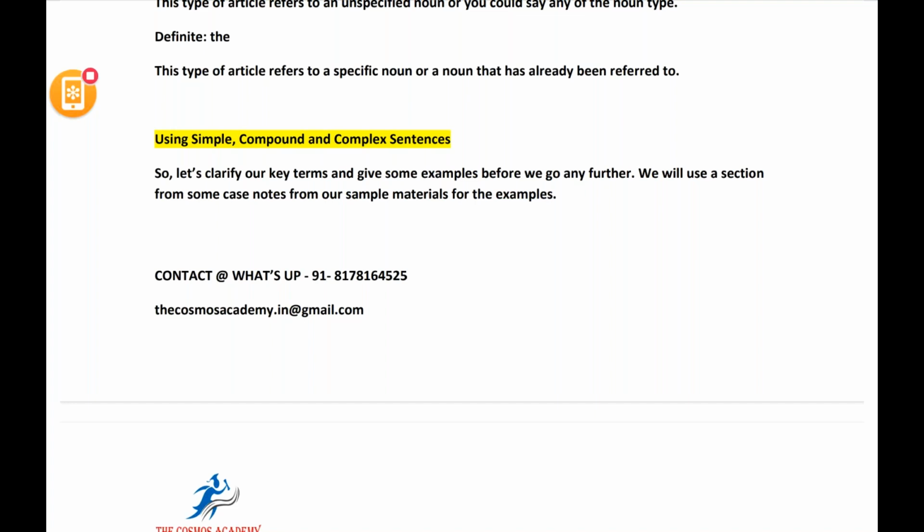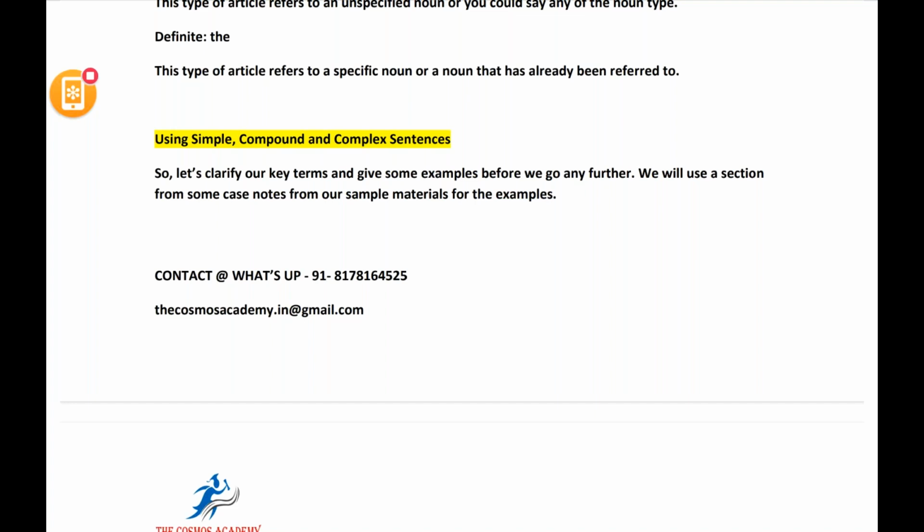Now please listen carefully, and I want you to write down this. Have you written the first one? She is a beautiful girl. Second, she is a beautiful girl and she has a beautiful smile. Complex is: she looks beautiful when she smiles. She looks beautiful when she smiles.